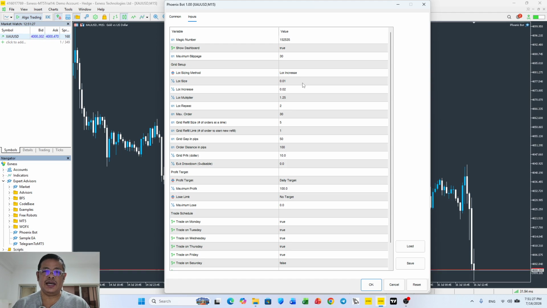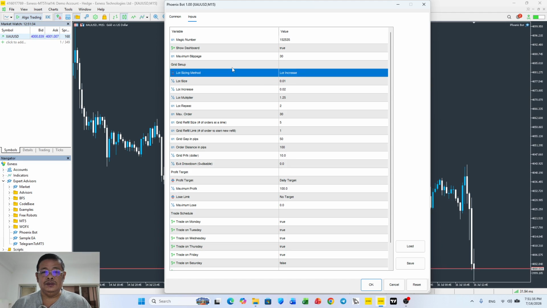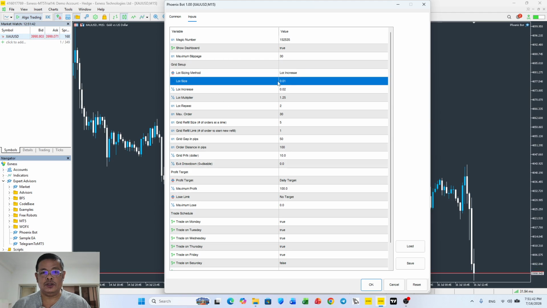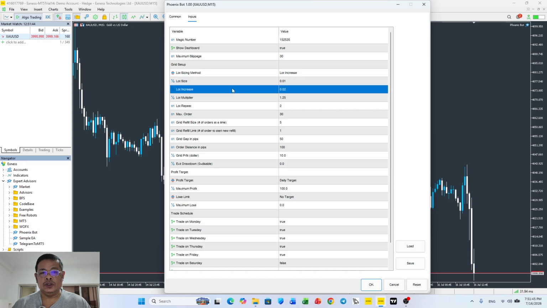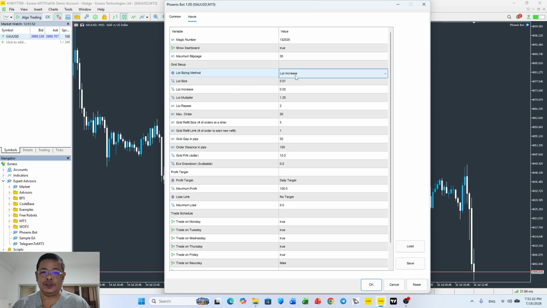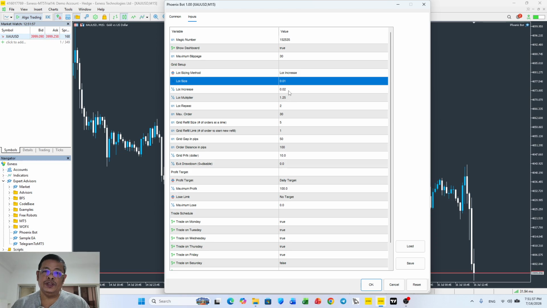Let me share with you something about settings. The number one setting that you must take care of is the grid setup. Right here, the lot increase, because we have a lot increase by default. I'm talking about lot increase, meaning increasing lot size. The faster you increase lot size, the faster the EA can close profit.